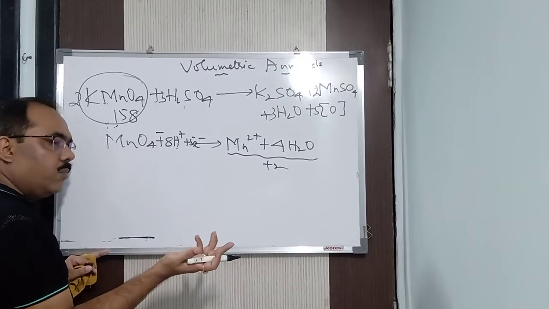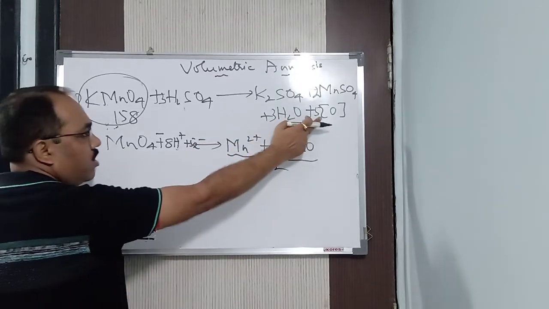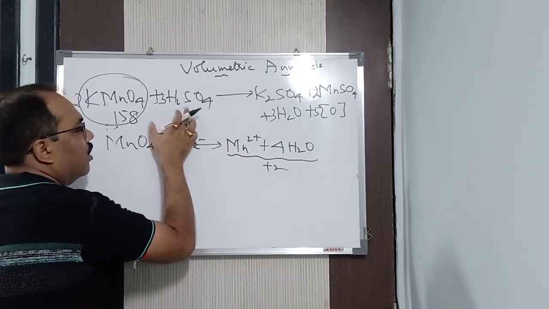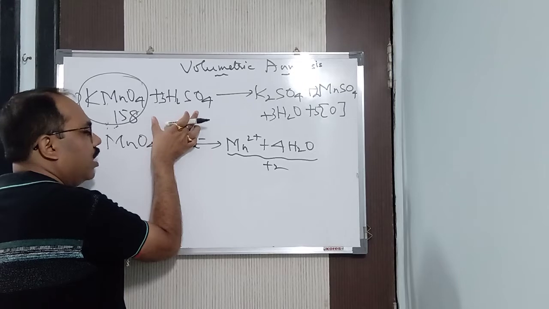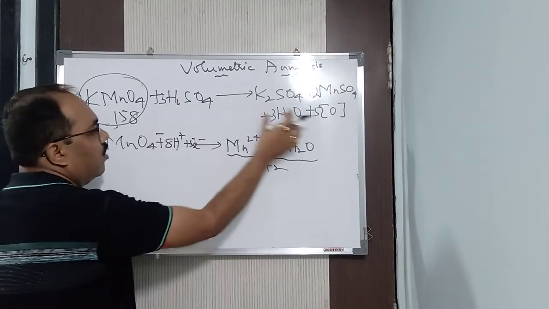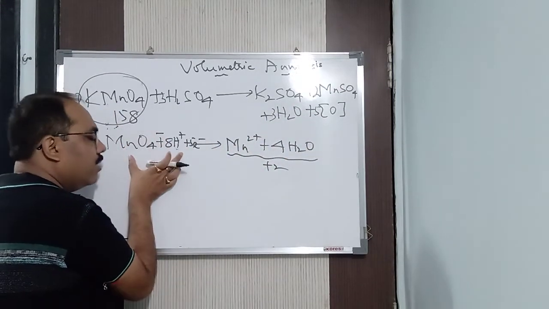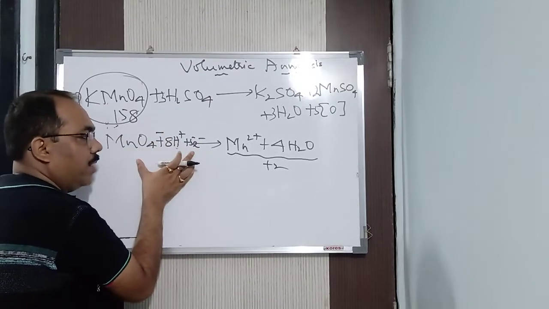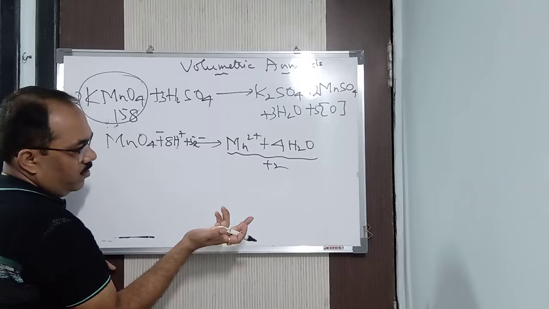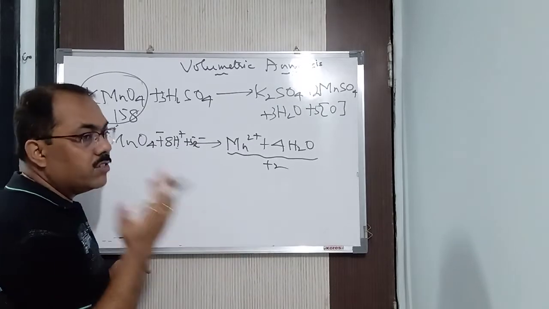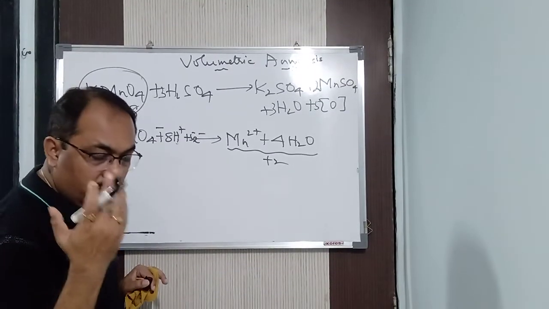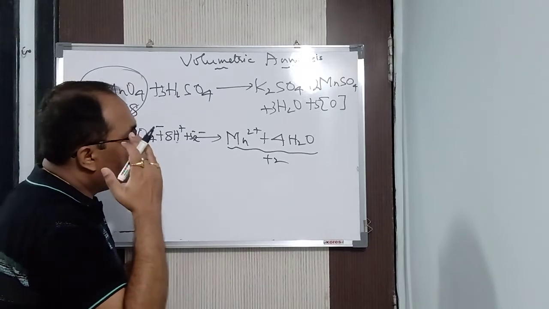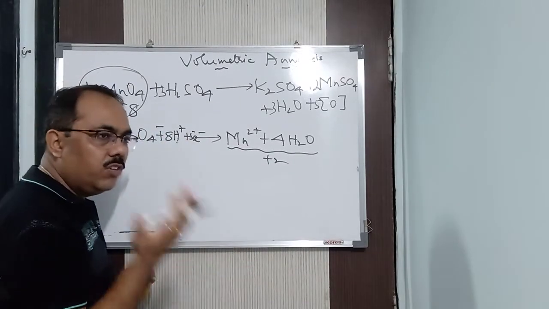Clear? For molecular reactions you need nascent oxygen, so the molecular weight of the oxidizing agent divided by the number of nascent oxygen. For the ionic equation you need the number of electrons. Same thing, molecular weight by 5. So it depends on the way the equation is given to you, whether in ionic form or in molecular form. That you need to understand.